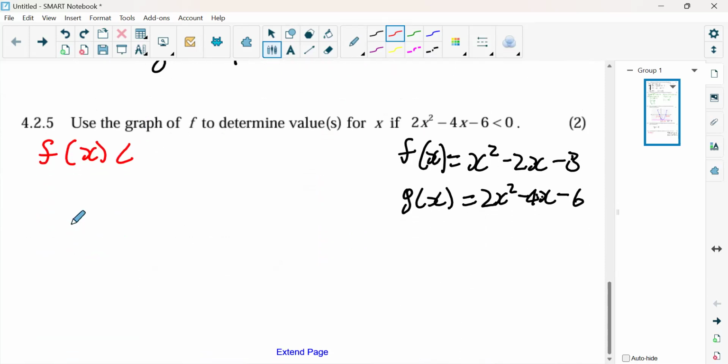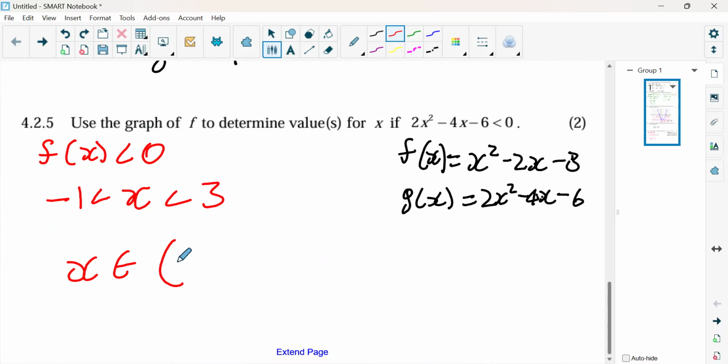So we're going to tell them which x is going to be: x is going to be greater than -1, but x is going to be less than 3. That's one way in which we can write it. The other way, we can say x is an element of, and then we use a curved bracket, from -1 up until we get to 3, close bracket. So you can either use this notation or that notation.